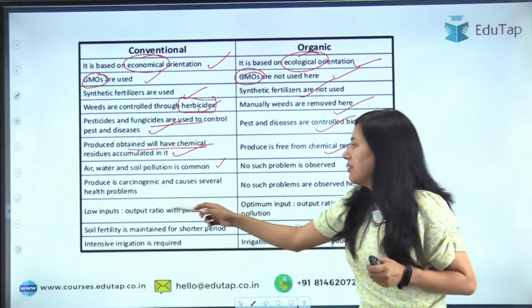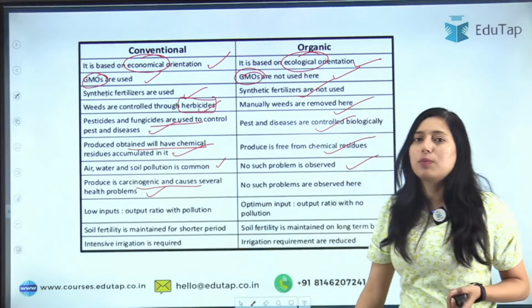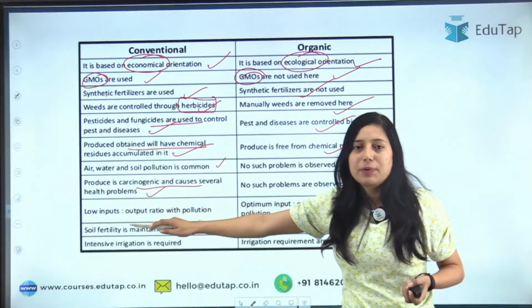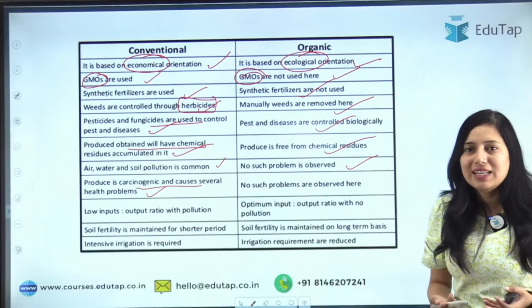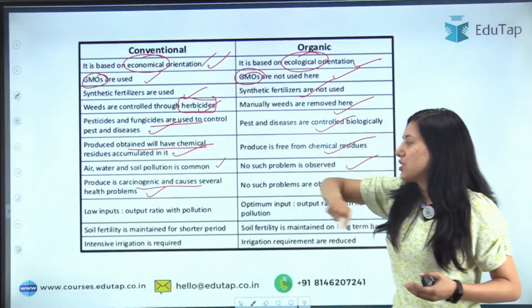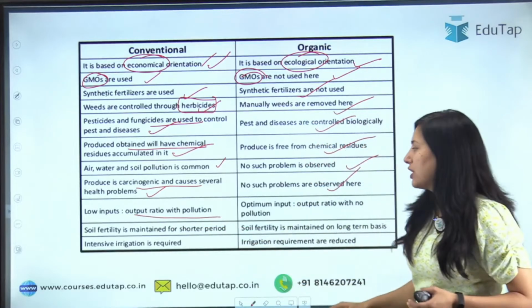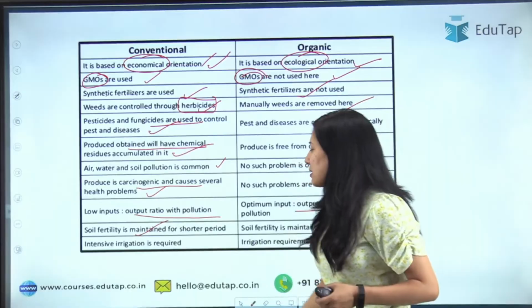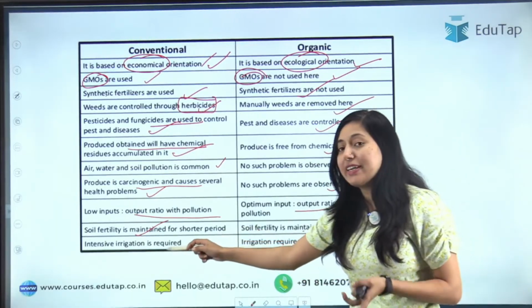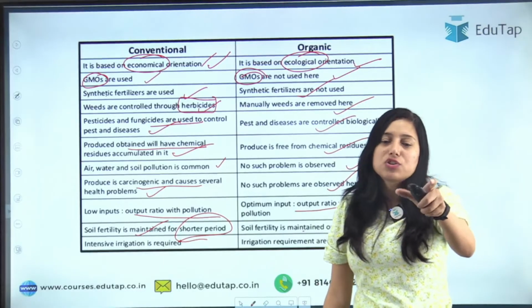Then the produce is carcinogenic and causes several health problems. Due to this residual effect, the produce can be carcinogenic due to these chemicals, and we can have several health problems with conventional farming. But here there is no such problem. Then there is a low input-output ratio in conventional farming, while here an optimum input-output ratio is obtained. Soil fertility is maintained for a shorter period, because fertilizer only supplies nutrients for a short duration.